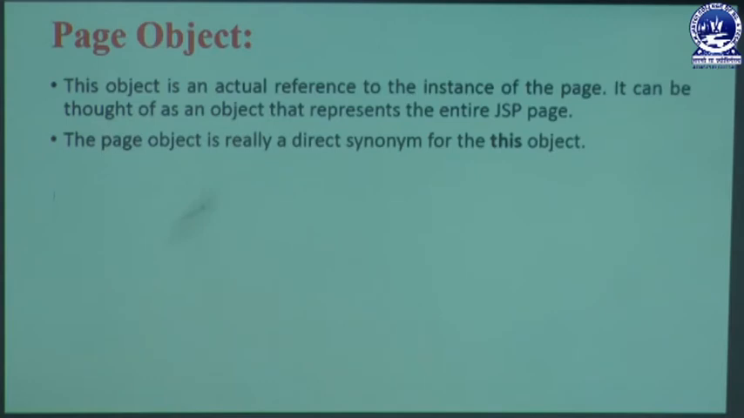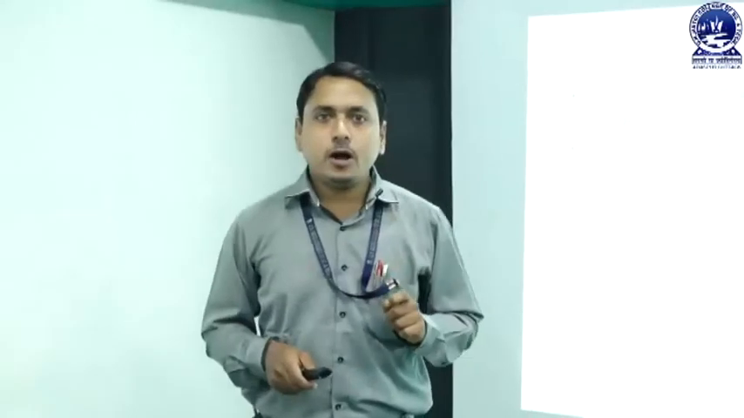Next we are going to learn about the use of the page object, which is a very effective and efficient object used in our web page. The page implicit object is an actual reference to the instance of the page. By using that object, the user can think of it as an object that represents the entire JSP page. That means this page object is one of the most usable objects. By using the page object, we can locate that JSP page.